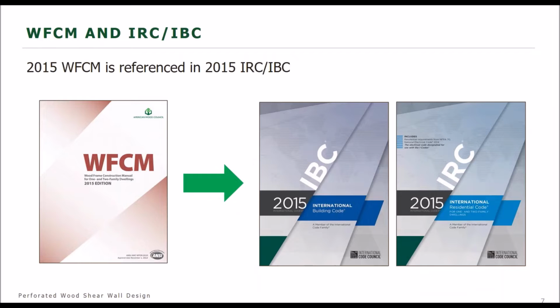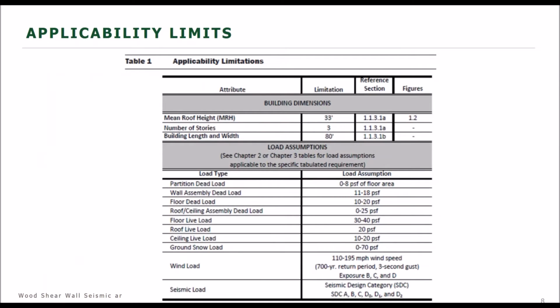So the 2015 Wood Frame Construction Manual is referenced in both the IBC and the IRC. And if you look closely at the cover, you'll see the full title of this document is Wood Frame Construction Manual for 1 and 2 Family Dwellings. And indeed, it is geared primarily towards those types of structures, but we will talk about some options for using it in other types of structures where it can be helpful for designers as well.